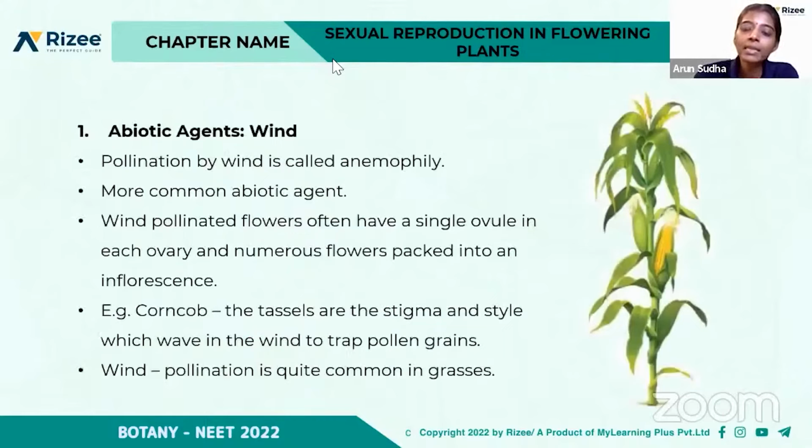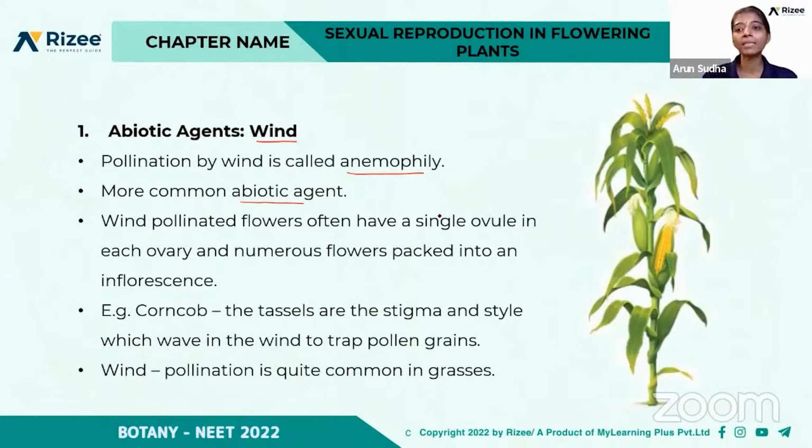So first we'll see in detail pollination by wind. If you take the abiotic factor, it is the most common abiotic agent which brings about pollination, right? So pollination by wind is also called anemophily, and it is the most common abiotic agent. So what are the features of wind pollinated flowers?